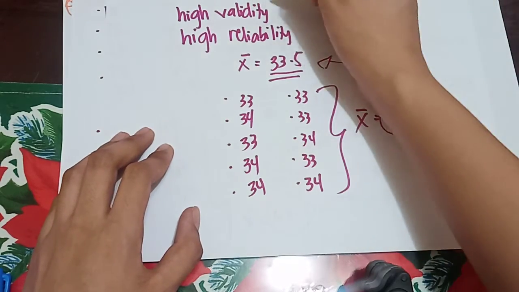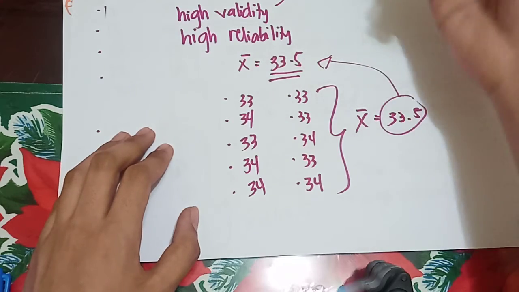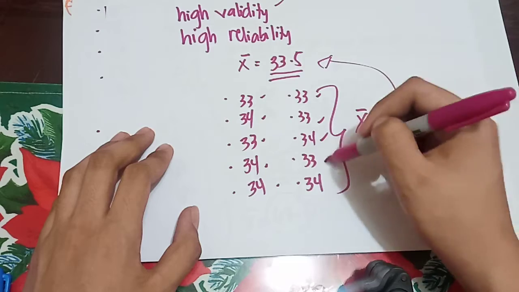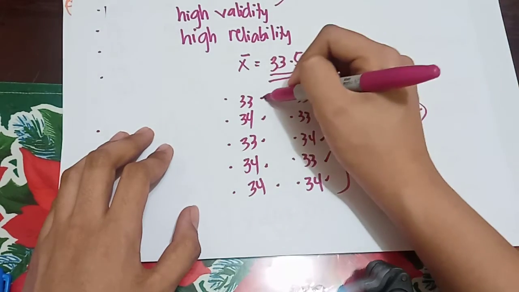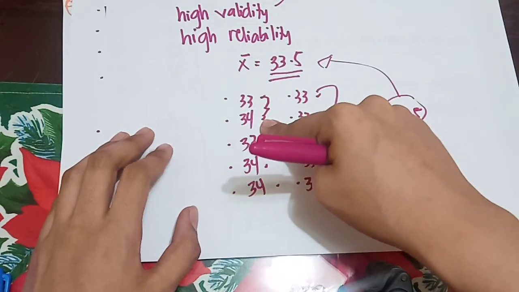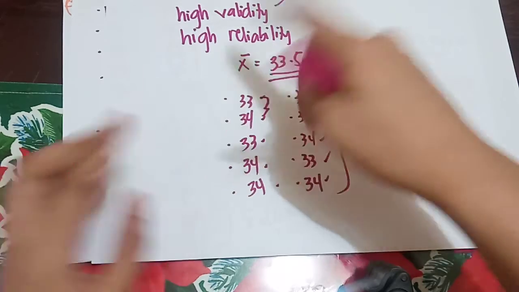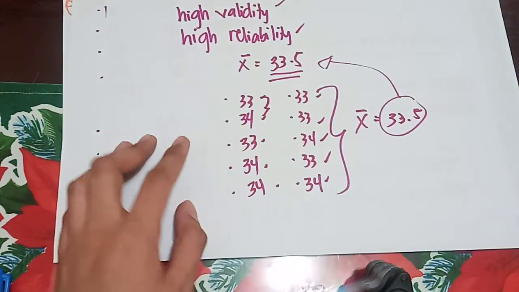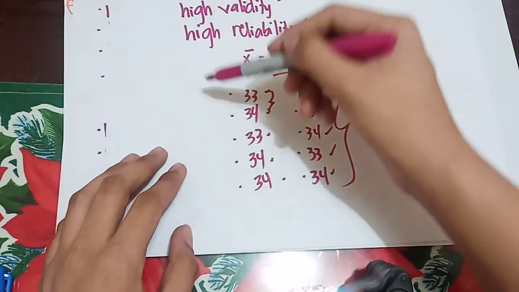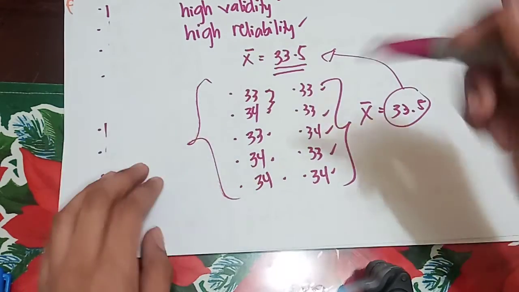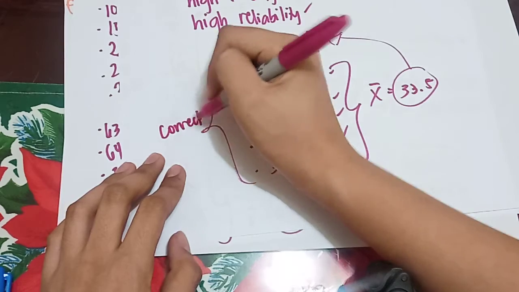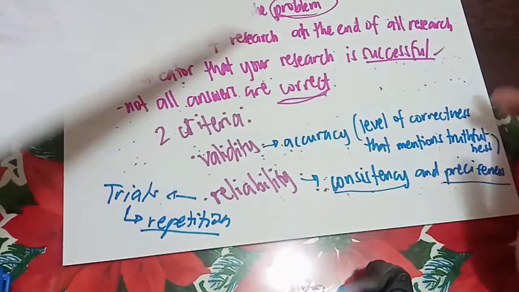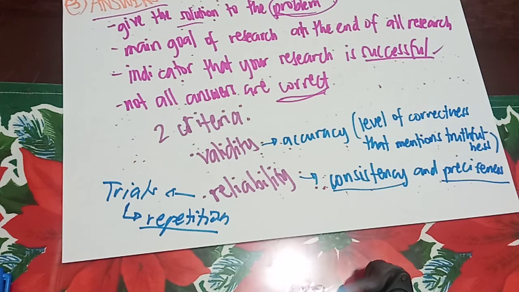Okay? Meaning to say it has high validity, it has a high level of correctness. Now, when we look at the range of the given set of data, we can say that they are close to one another because 34 and 33 are close to one another. They are two consecutive numbers. Okay? Meaning to say they have high reliability. So this set of scores will be known as our correct answers. And these correct answers will serve as our solution to the problem.